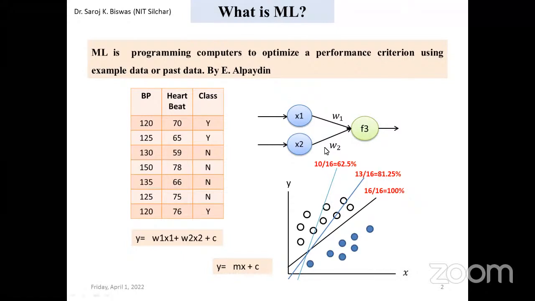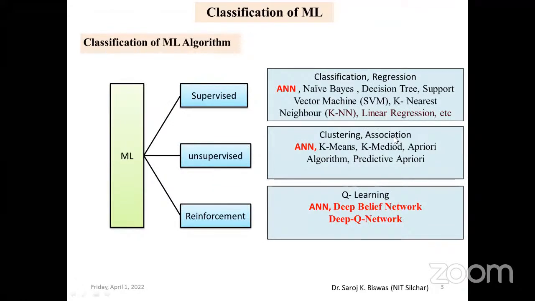So this is an example of a machine learning classifier, and already we have seen the definition of machine learning. Now if you see the machine learning algorithms, based on the learning paradigms, the algorithms can be categorized into three categories: supervised, unsupervised, and reinforcement learning. In supervised learning, generally we do classification and regression tasks. To do these tasks, we have a number of machine learning algorithms: artificial neural networks, Bayes, decision tree. These are the conventional ones. There are a number of other machine learning algorithms, but these are very popular and conventional.